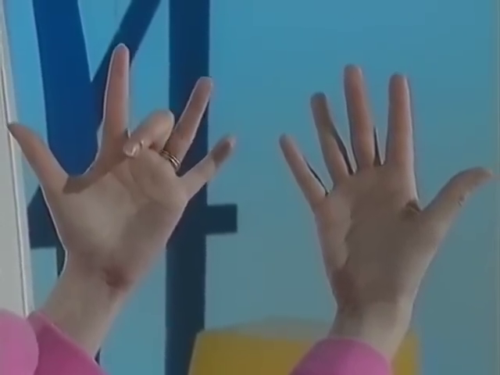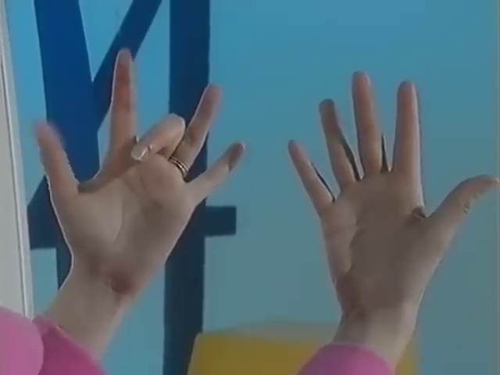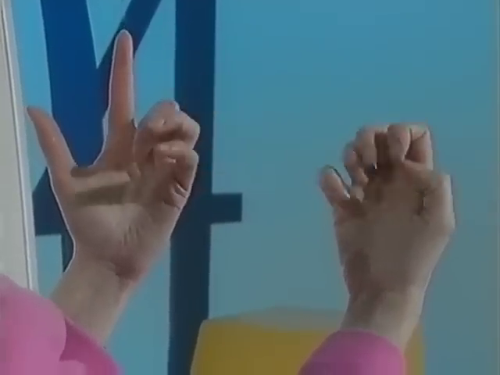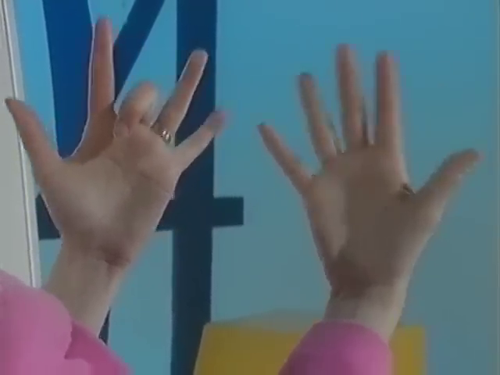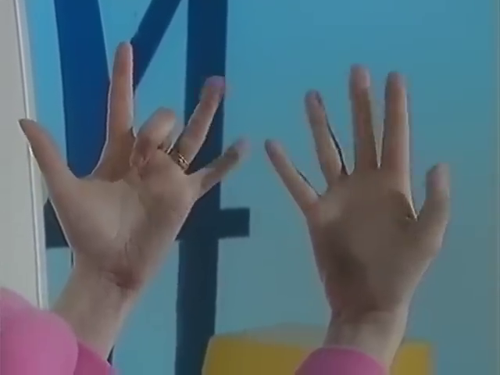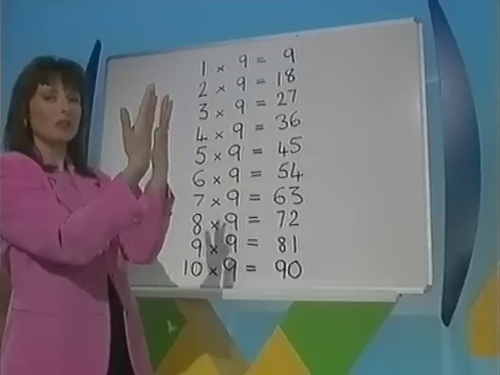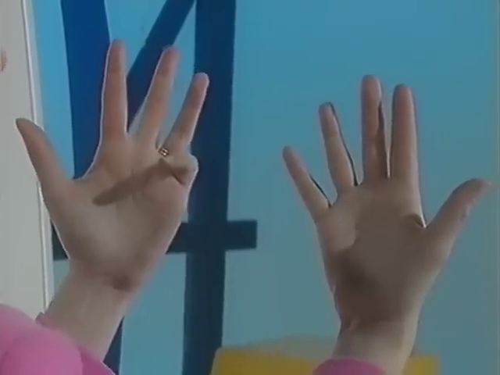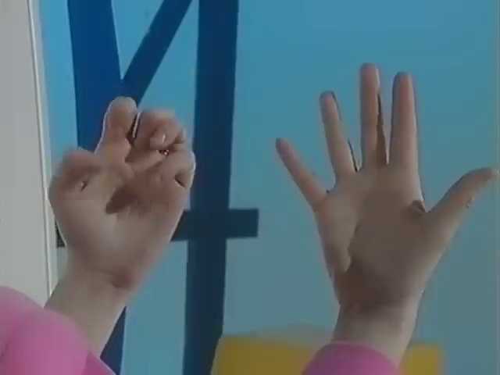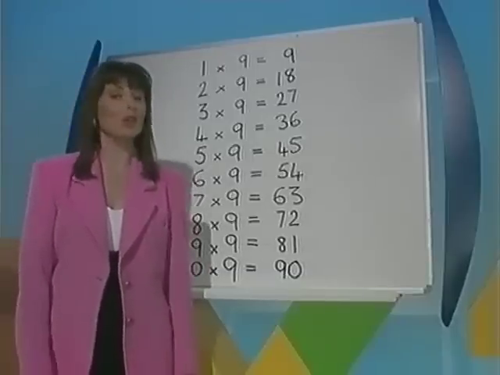The number of fingers on the left of the finger that's down gives you the tens. And the number of fingers on the right gives you the units. So, 3 times 9 is 2 tens, that's 20, and 7 units. So that's 27. What about 5 times 9? Put finger number 5 down, and you have 4 tens, that's 40, and 5 units, so that's 45. Now let's have a look at the 9 times table all over again. 1 times 9 is.